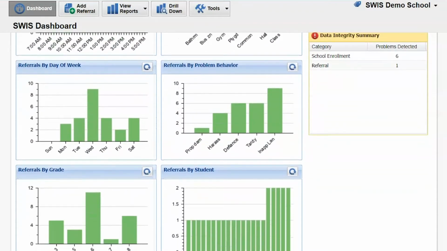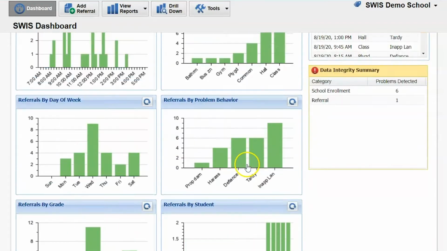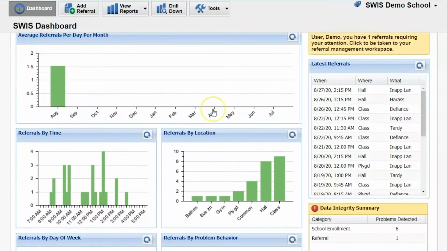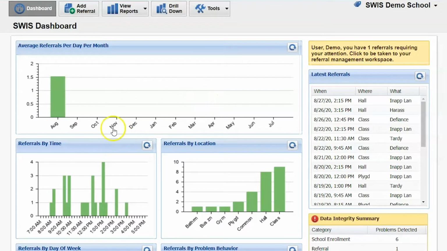We really needed more information to determine what was going on, who was involved, when and where those issues were happening, and why our students were behaving in this manner. The drill down tool and the analysis process can help our team address these problems more effectively. Let's see how we can use this tool to start to address the disproportionality happening in our school.